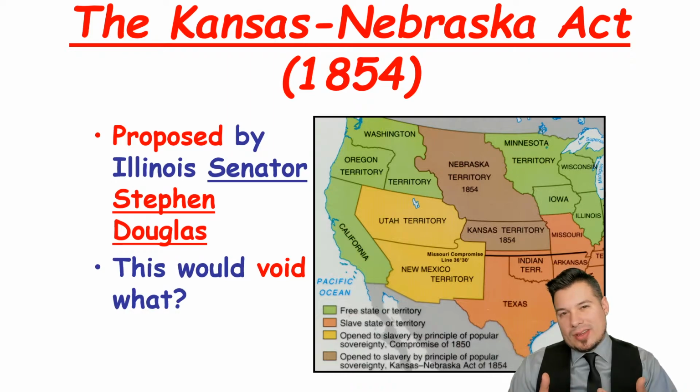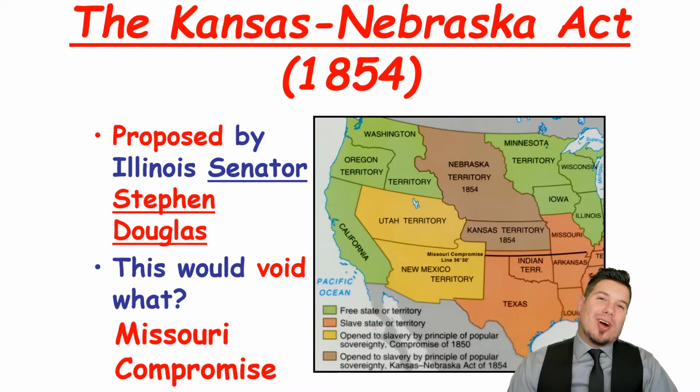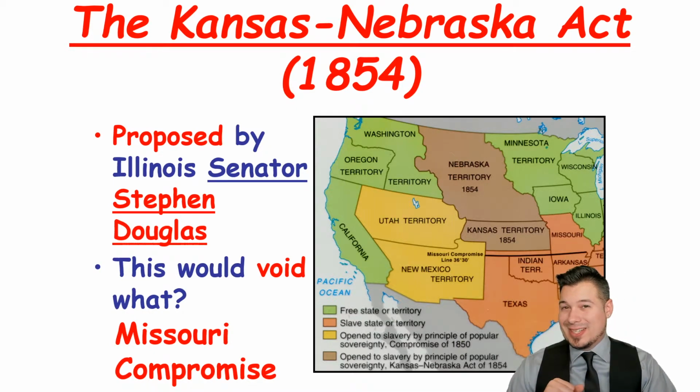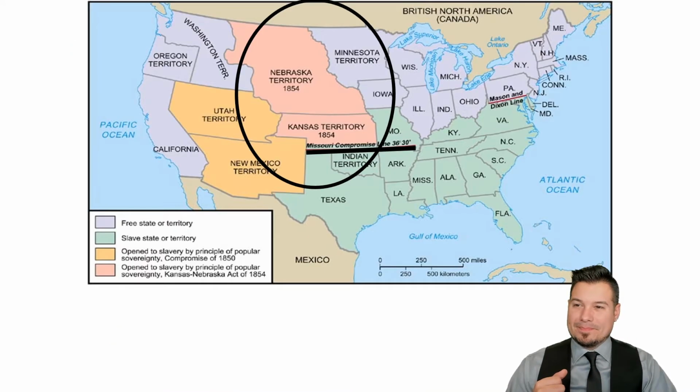But what would this void? What would this cancel out that we already talked about earlier in this virtual classroom? You got it. The Missouri Compromise. The Missouri Compromise said that you could not allow slavery above that line. Yet here we are. We could possibly have slavery above that line because of popular sovereignty, letting the people decide whether or not to allow slavery there through a vote.